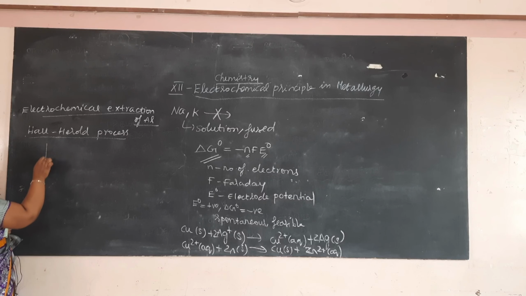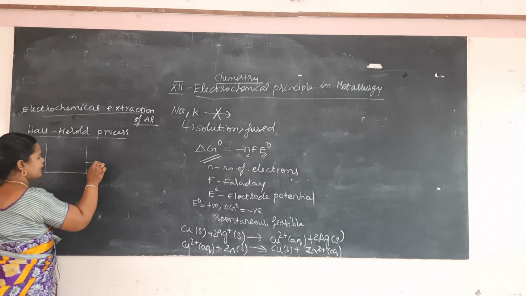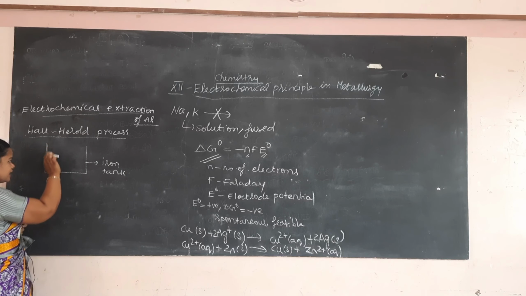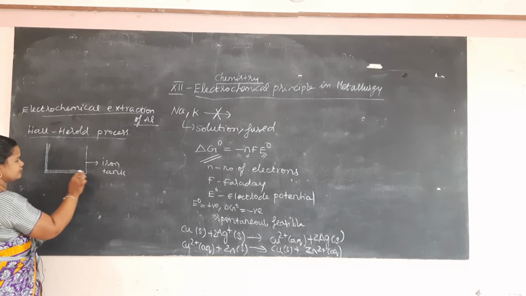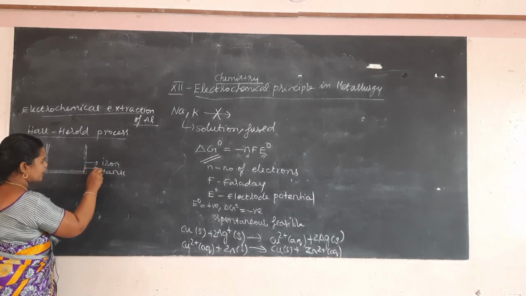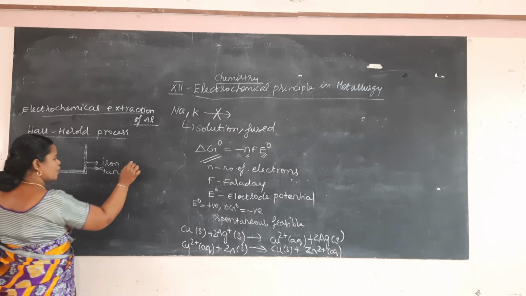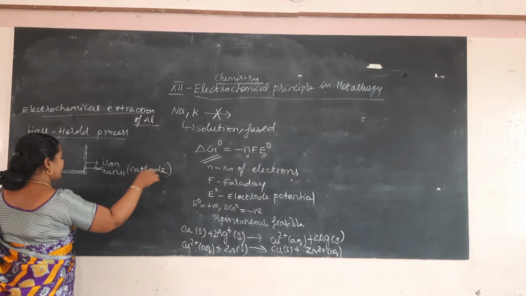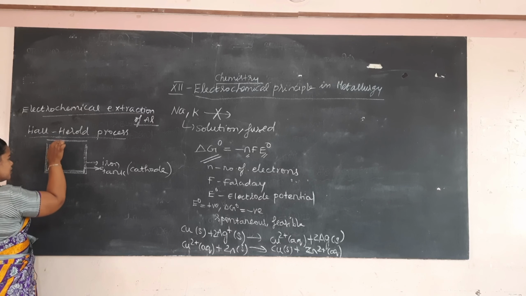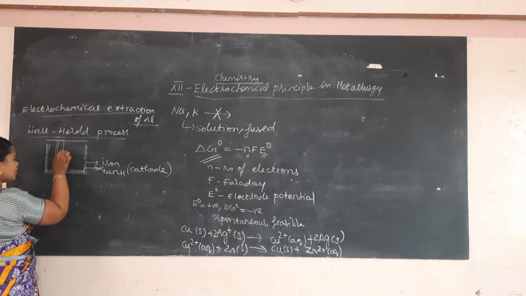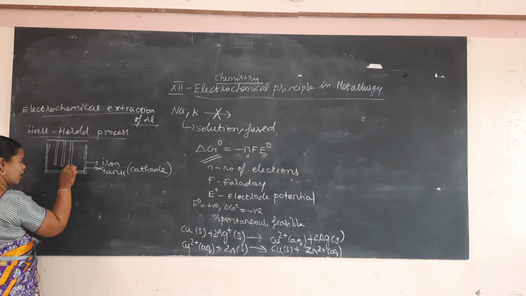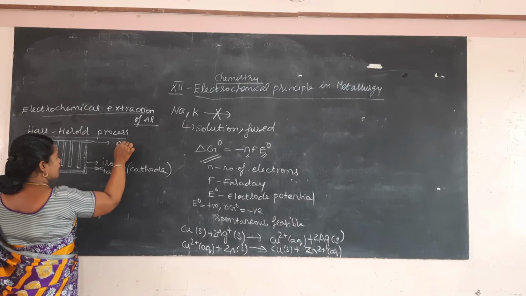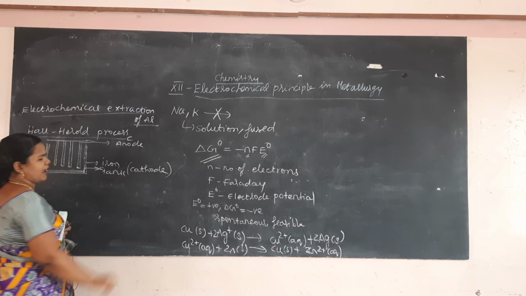Here we will take an iron tank lined with carbon, which acts as the cathode. Some carbon electrodes dipped in the electrolyte act as the anode.